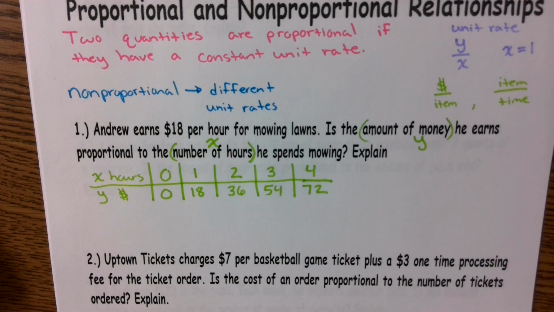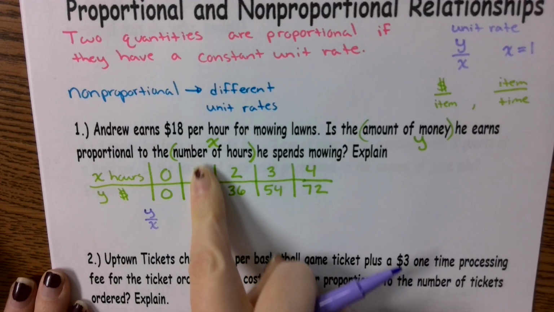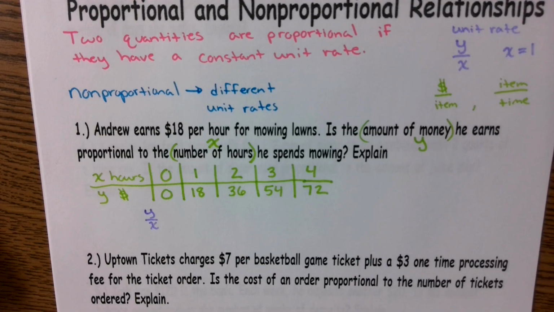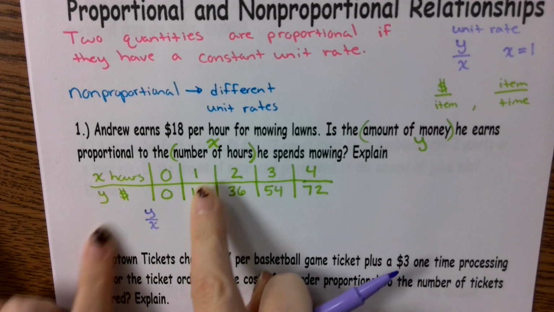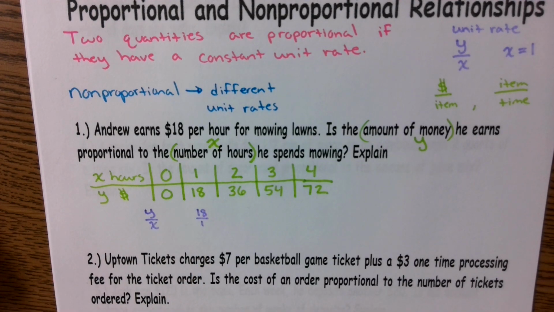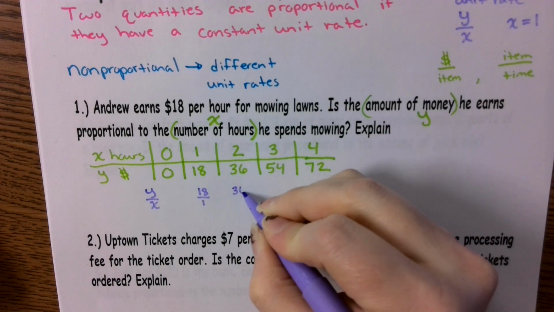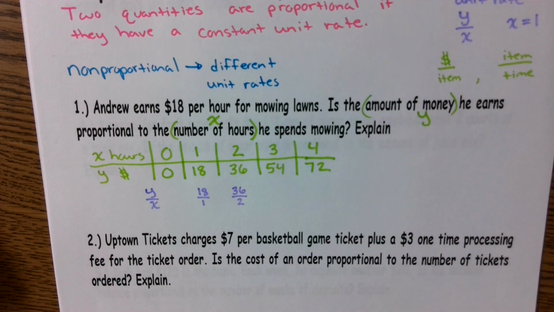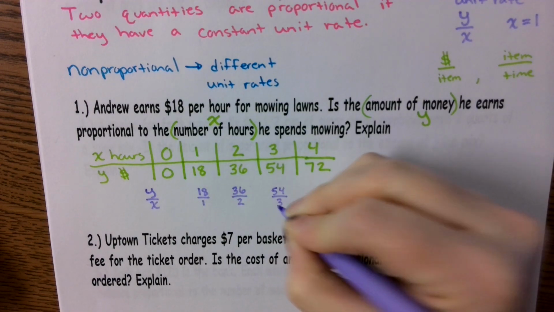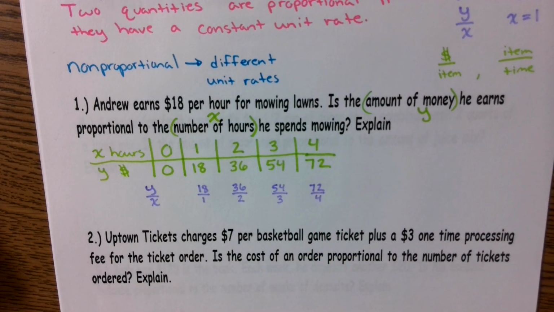And again, we're going to set it up as y over x. So for this first point, is it going to be 1 over 18 or 18 over 1? 18 over 1, right? Y was 18, x was 1. So we're going to set this up as 18 over 1. And we're going to do it again for the next point. The next point is going to be 36 over 2. And the next one's going to be 54 over 3. And then our last little point, 72 over 4.